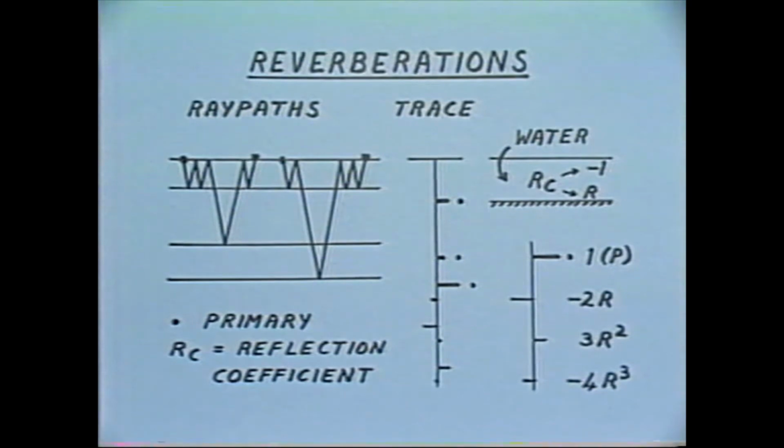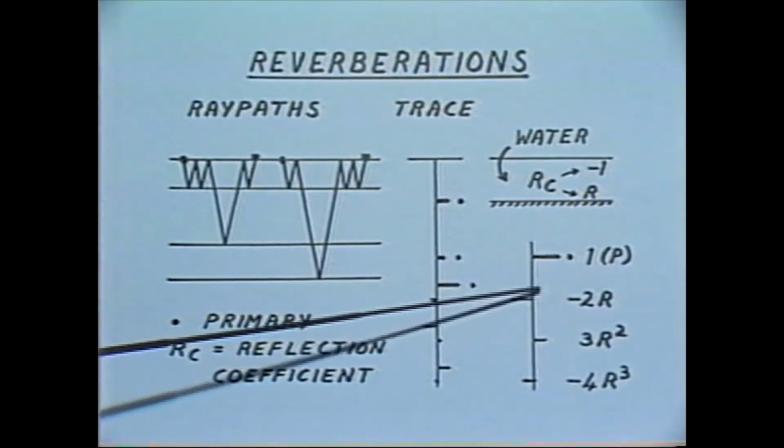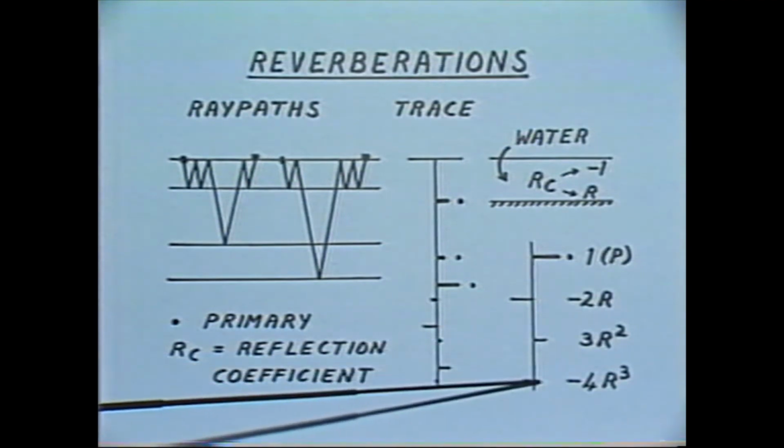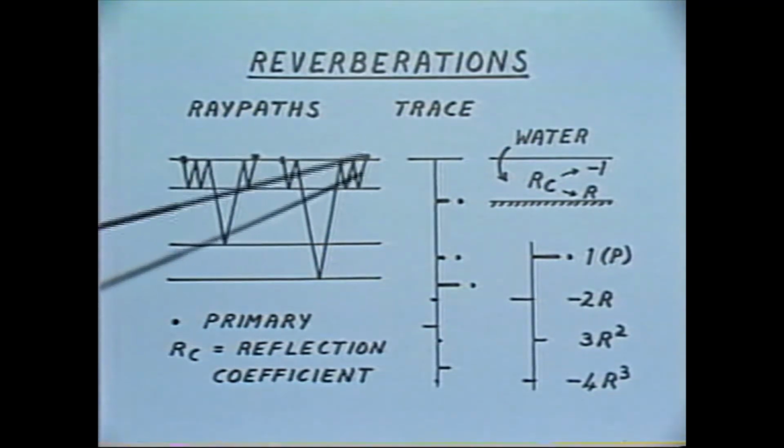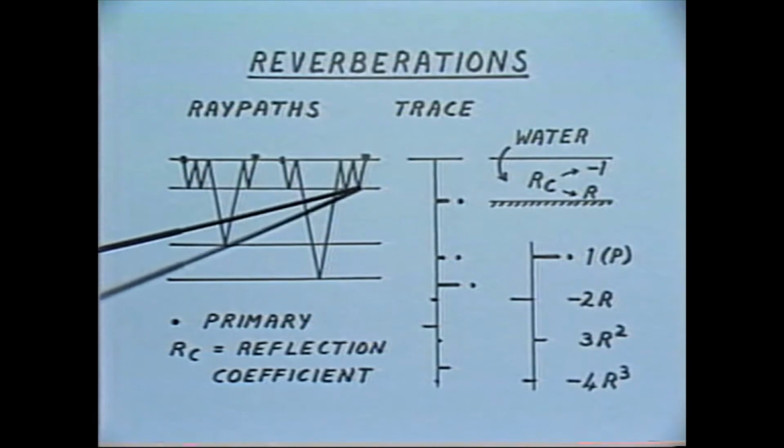Now, as with any other kind of multiple events, they have a constant time interval or periodicity, and that time is the time it takes to travel two ways through the water layer.